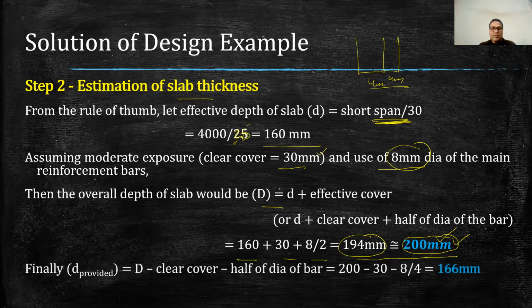Now similarly for d provided, what d we will be providing based on this overall depth, because here we have round off this value. So final d provided in this step 2 will be 166 mm. So for our calculation, we will be using d provided until it is proved that it is way too much or it is less than required. Until then, we will be using this value 166 mm.